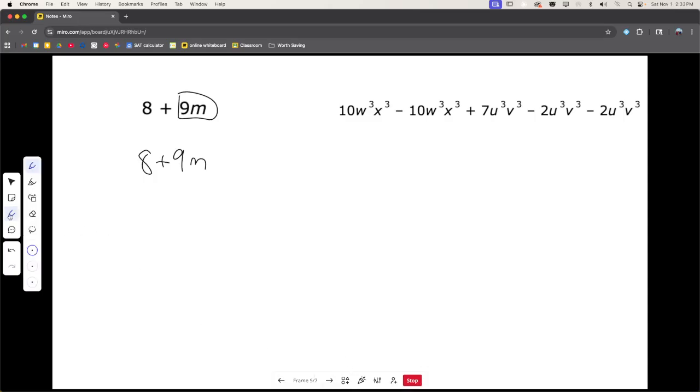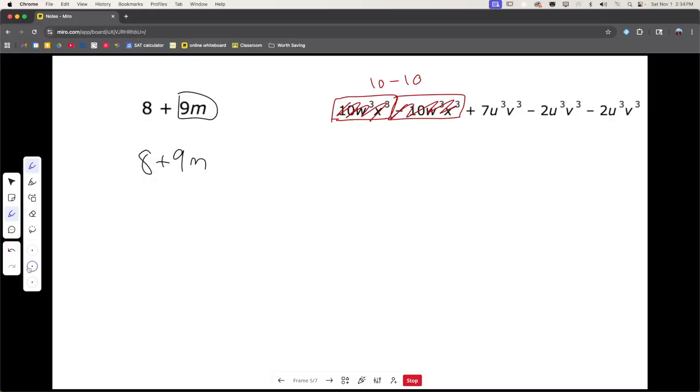For this problem on the right, double letters follow the same rule as single letters, which means they have to still have the same letters and the same powers. So for example, this is 10w to the third x to the third. Well, do I have another w to the third x to the third? I do, right? It's here. And this is saying 10 minus 10, which is just 0, right? And we said if it's 0, we don't put it into our answer. So we can cross those off.